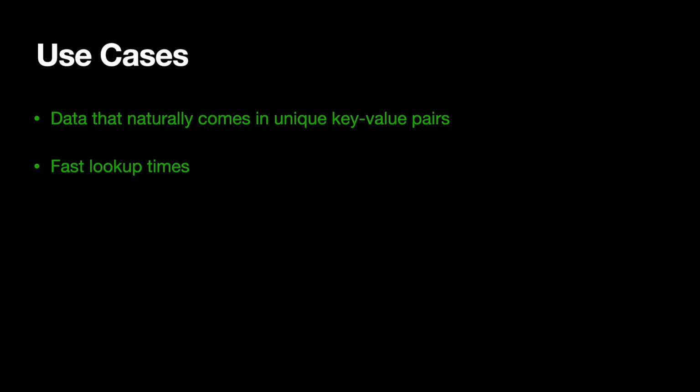Now you'd want to use a hash map when you have data that just naturally comes in unique key value pairs, as hash maps are good at storing key value pairs data and they don't contain duplicate keys. Additionally, they're very good because they have very fast lookup times. However, you don't want to use a hash map when you're storing ordered or sorted data, as a hash map doesn't keep track of order. You would want to use an array or linked list instead.